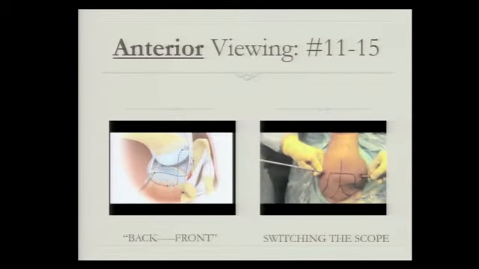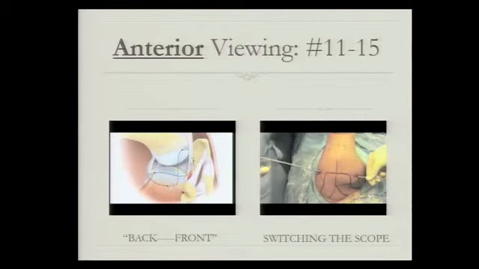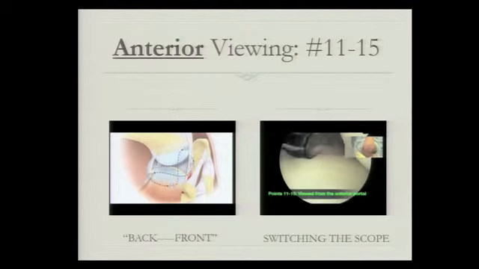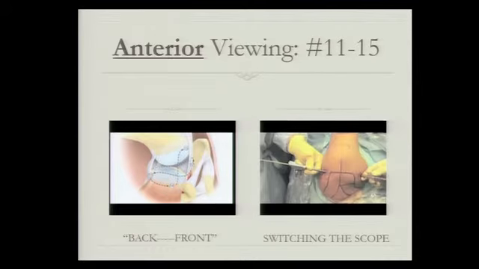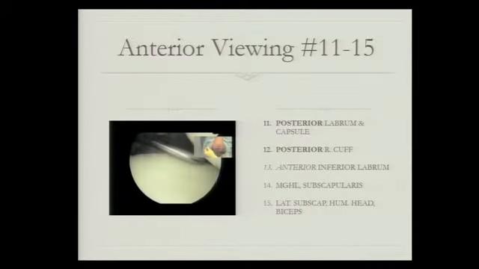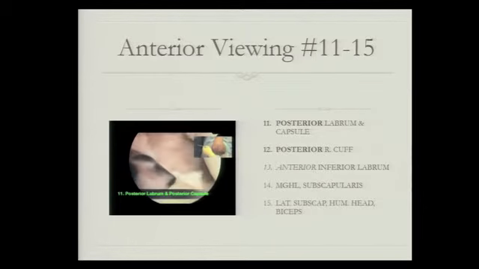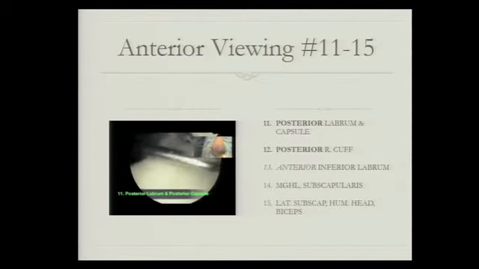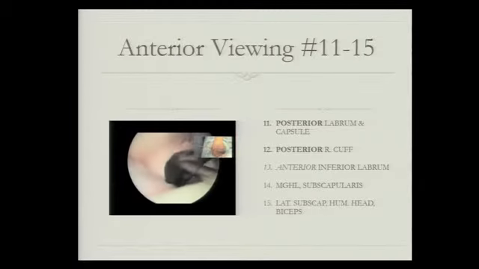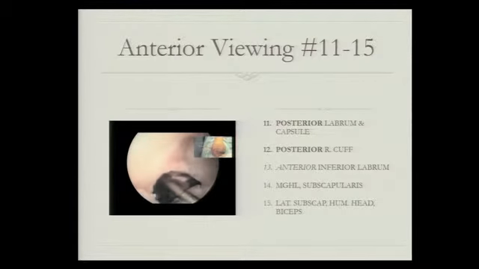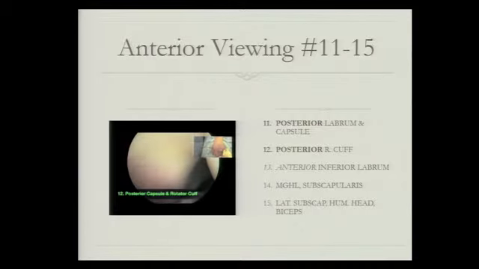I can't stress enough how important this is. If you miss this step, you'll probably miss posterior labral tears, reverse Hill-Sachs lesions, and a host of other anatomic findings that we need to know about. Viewing anteriorly, we're going to look at the posterior labrum and capsule first, work our way up to the posterior aspect of the rotator cuff at the top of the screen. And then we'll come around and look at the anterior inferior labrum.